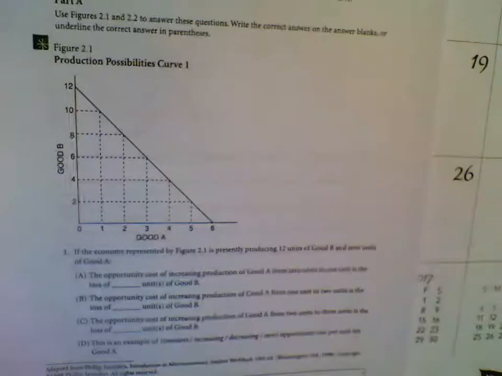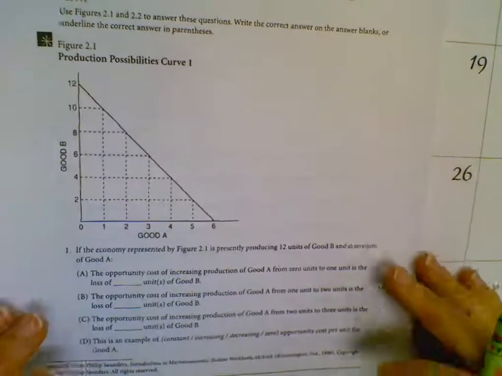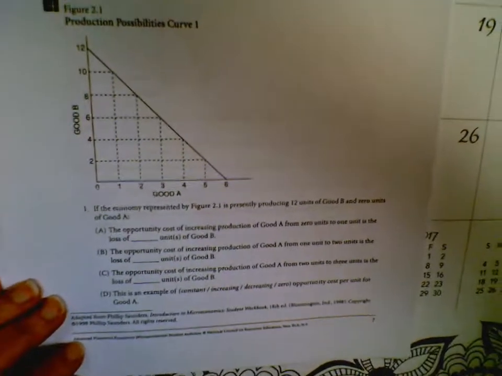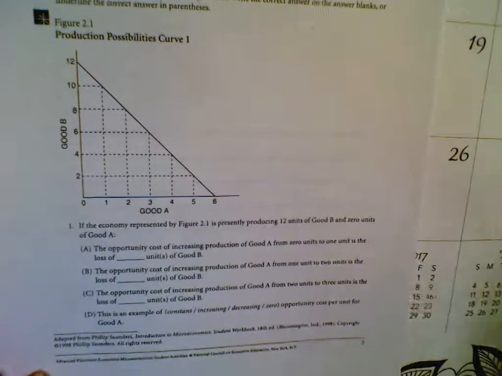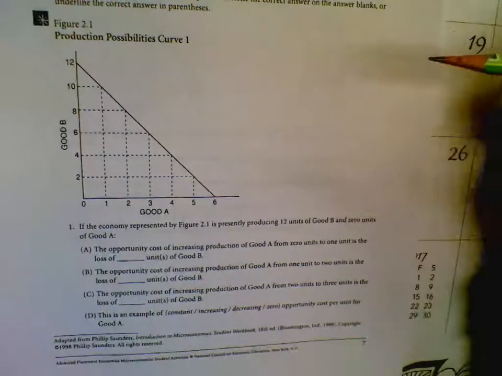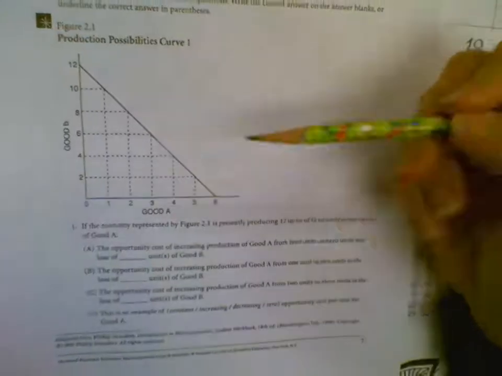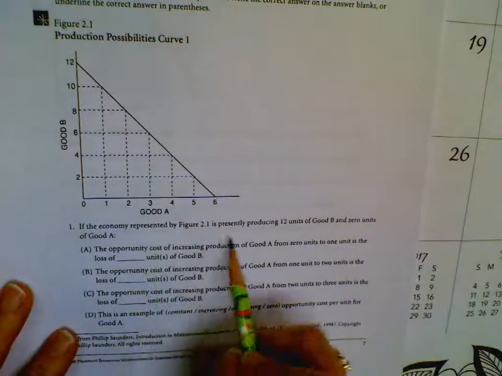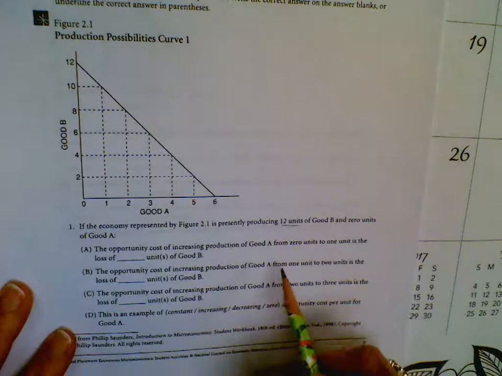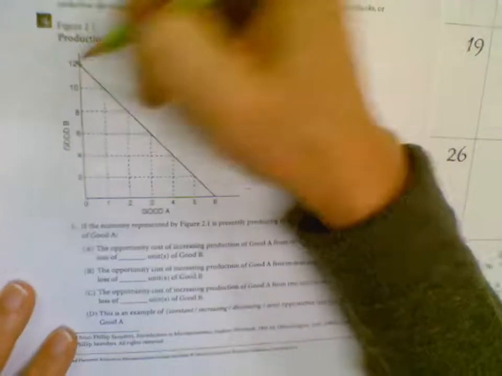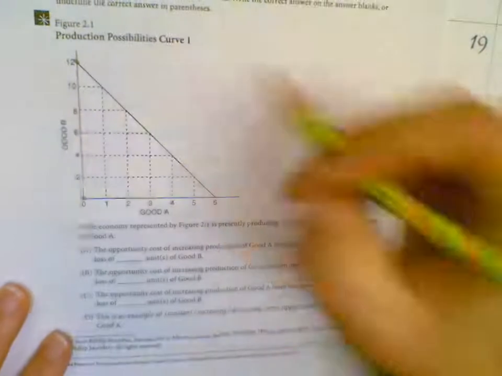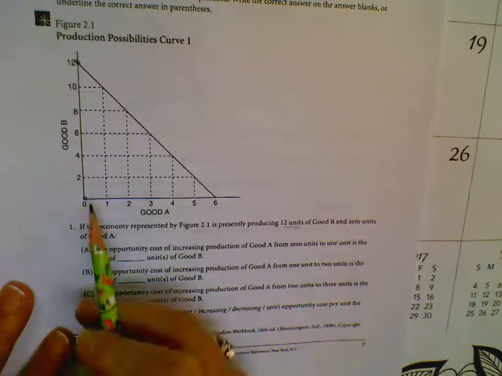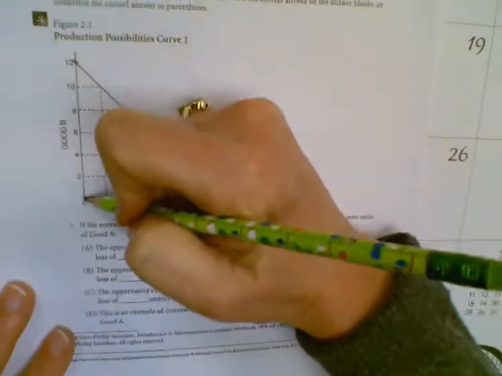So this handout, a little more in depth, a few more things we're just going to add to that. So what we have here are 2 different goods, and it doesn't matter what they are. You could call them guns and butter. You can call them anything you want to. But we're going to have good A and good B. So if the economy is producing 12 units of B, and that's this point up here, and 0 units of A, we want to know what the opportunity cost of increasing good A from 0 units to 1 unit is. So we are going from 12 and 0.